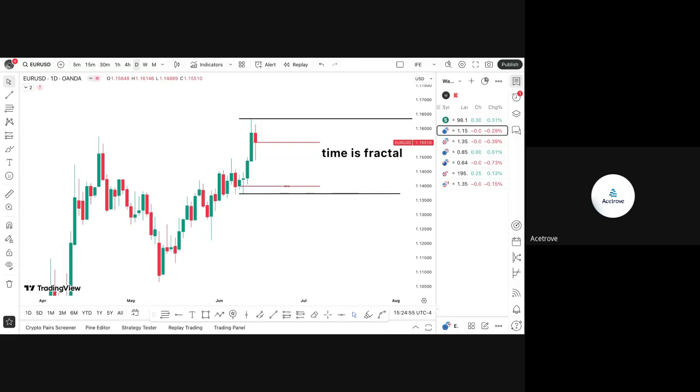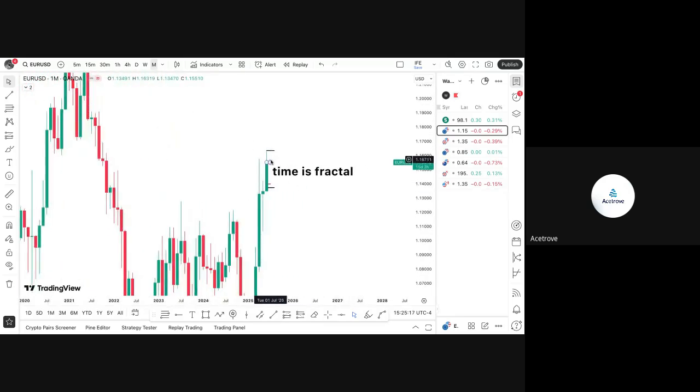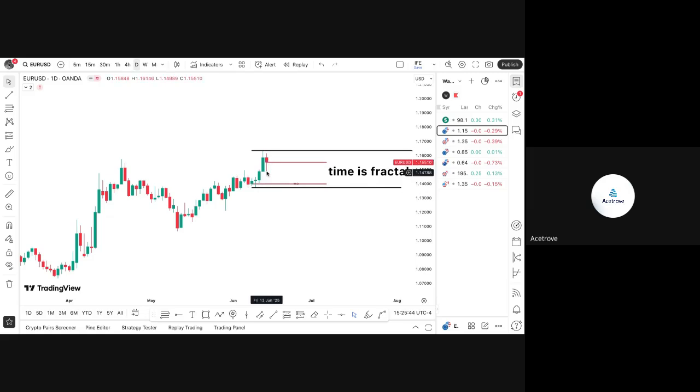Okay, so let me explain again. As I said, we have different time frames, right? The weekly to the month. This is the monthly time frame, right? This is a new month. Inside this monthly time frame, you are going to have about four weekly candles. Inside this weekly time frame, you're going to have five daily candles that will tell the story of that weekly time frame, right?